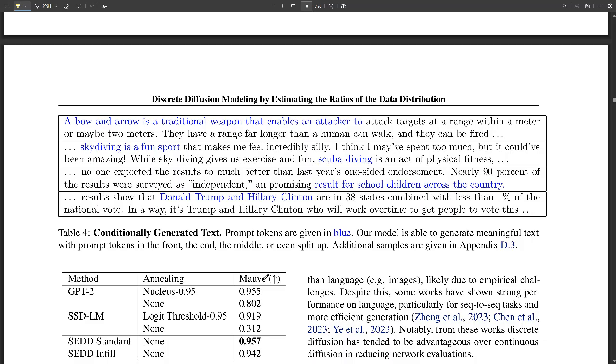The key is in something called score entropy. Score entropy. Yep. So instead of trying to predict that noisy data directly, SEDD learns the ratios, the relationships between the probabilities of different words at each stage of that diffusion process. Remember, where we're adding noise, then removing it. Right. SEDD is looking at how likely one word is compared to another.